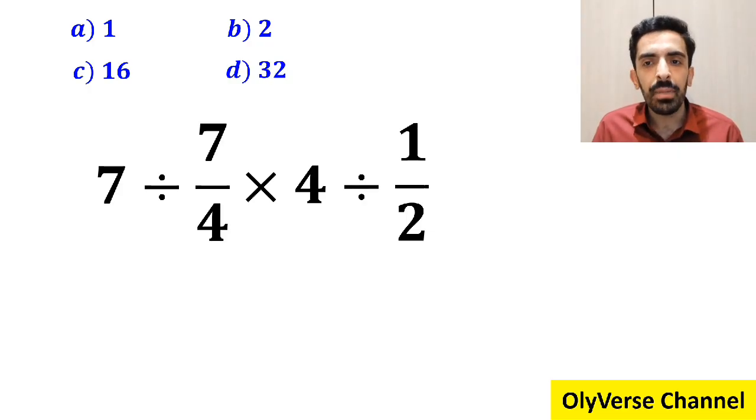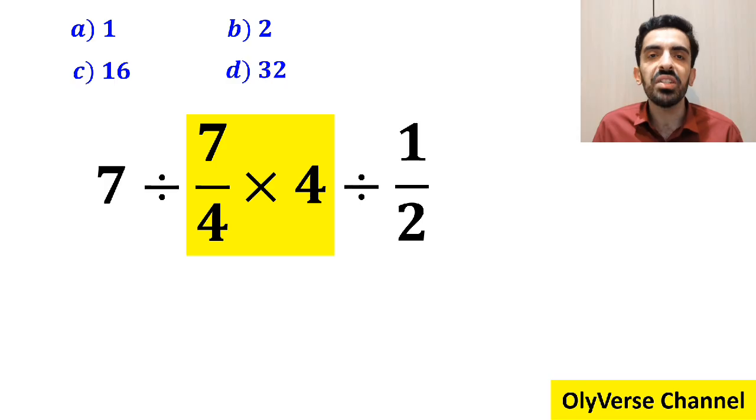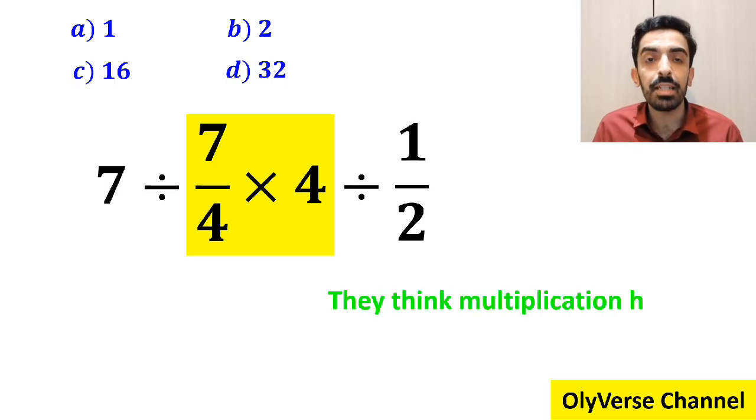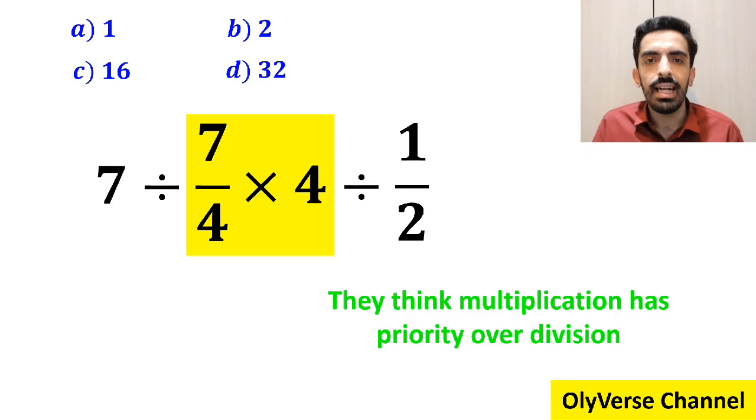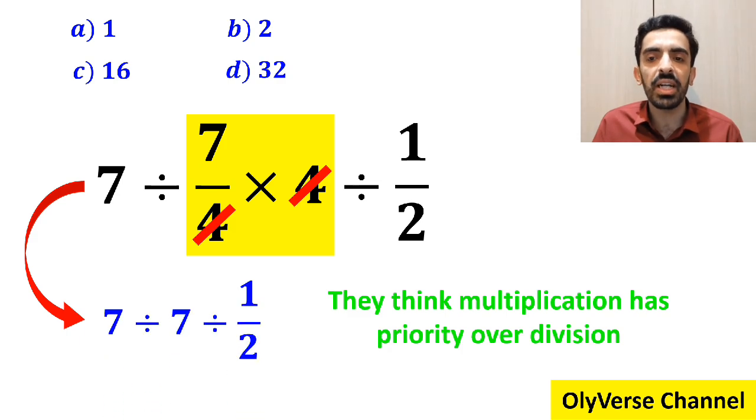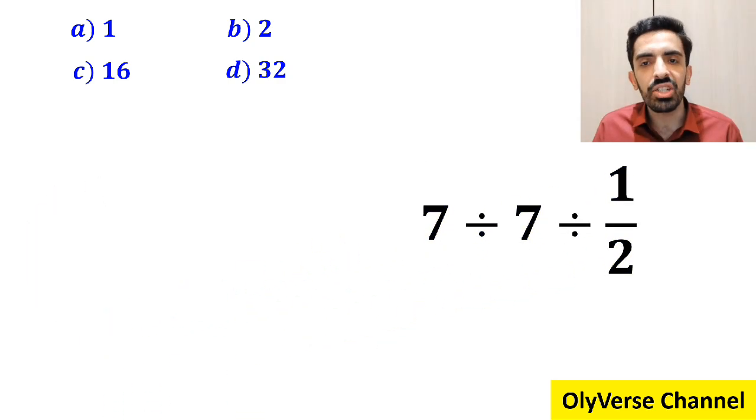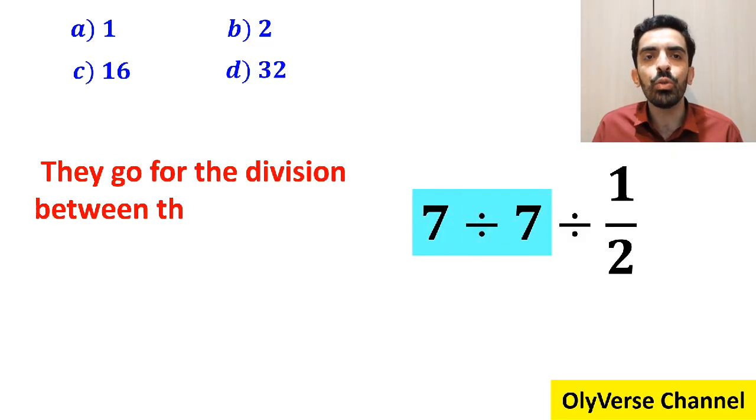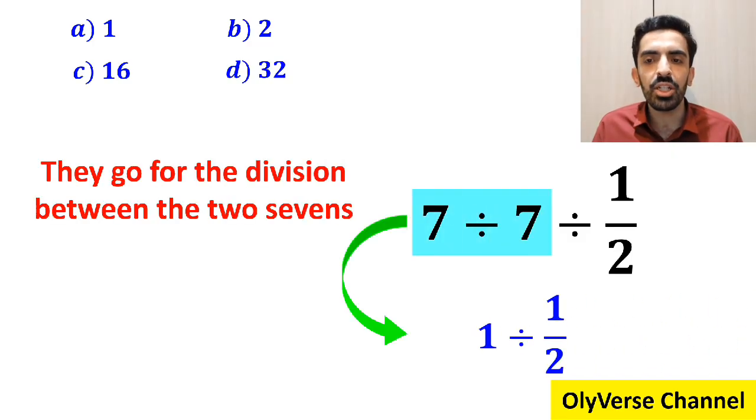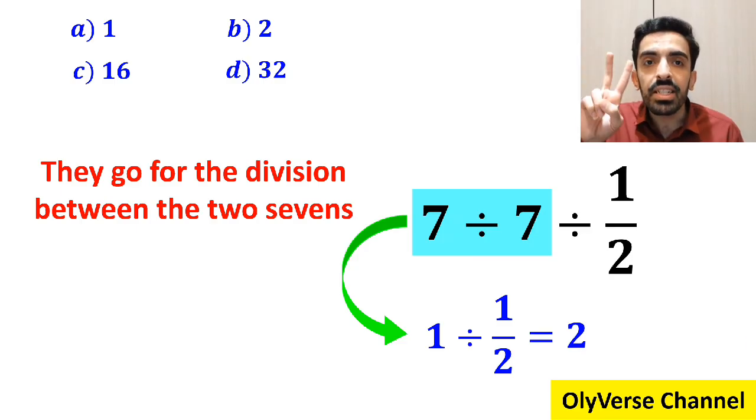In the first step, many people go straight to the expression 7 over 4 times 4 because they think multiplication has priority over division, and they tend to cancel out the 4's. So, this expression simplifies to 7 divided by 7 then divided by 1 over 2. In the next step, they go for the division between the two 7's and write this expression as 1 divided by 1 over 2, which finally gives them the answer 2.